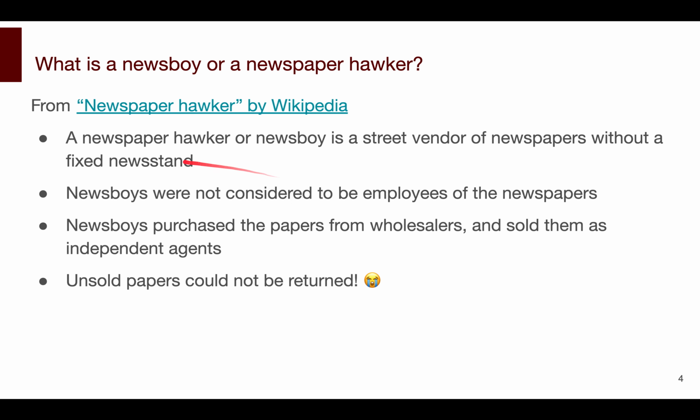So, as I said before, a newspaper hawker or newsboy is a person who sells newspapers. Typically, they don't have a fixed newsstand, so they can walk and travel around. Newsboys are basically independent owners of a small business, in a sense. So they buy the newspapers from the wholesalers, and they try to sell them. They're not employees, meaning they don't earn a salary. Whatever they earn is based on their own ability to buy and to sell newspapers. So if they can sell well, that's great, but if they can't sell, they basically lose money.